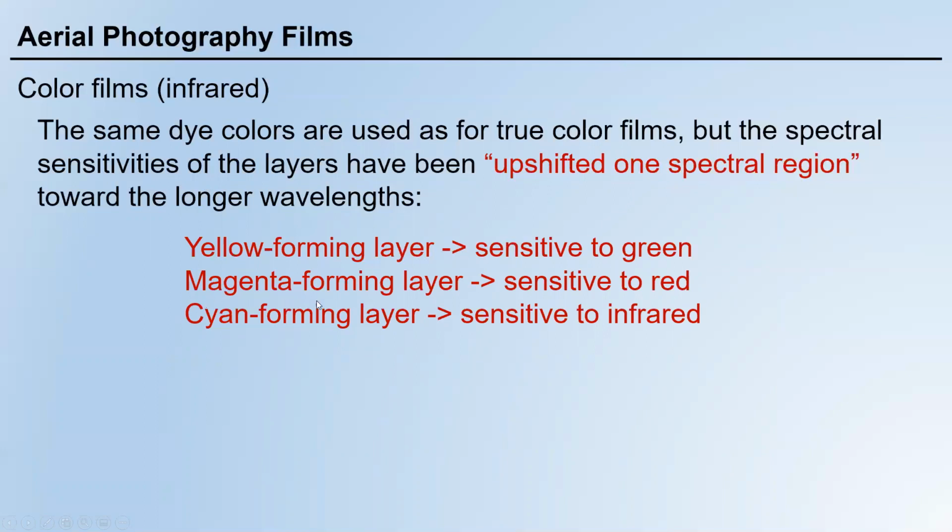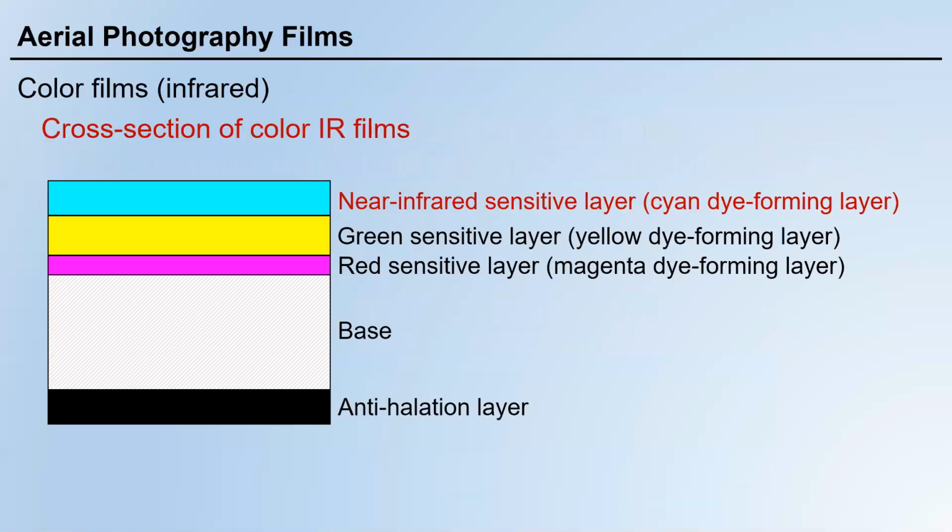So similarly, magenta forming layer is not sensitive to green anymore. Now it's sensitive to red. So now we have one vacancy here. Cyan forming layer is not sensitive to red anymore. It is now sensitive to infrared. Okay, so there is this upshifting.